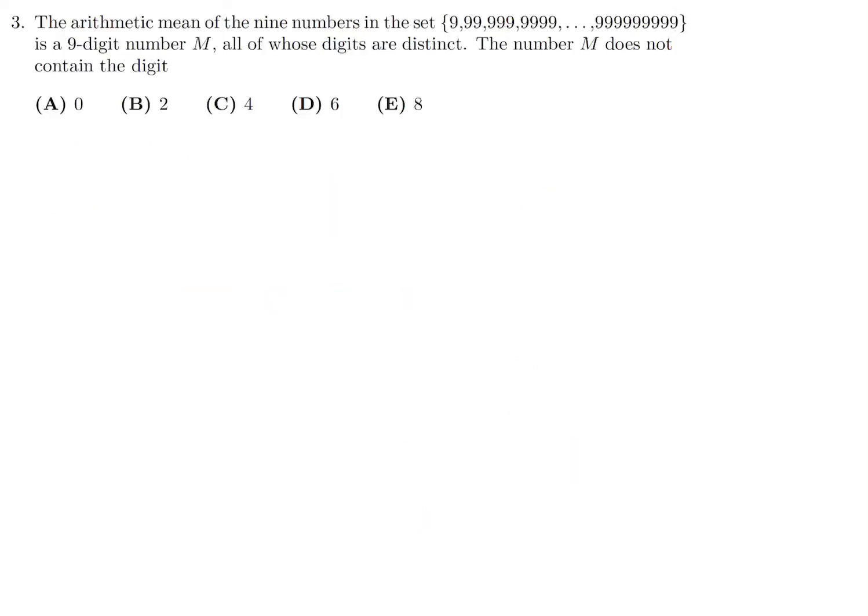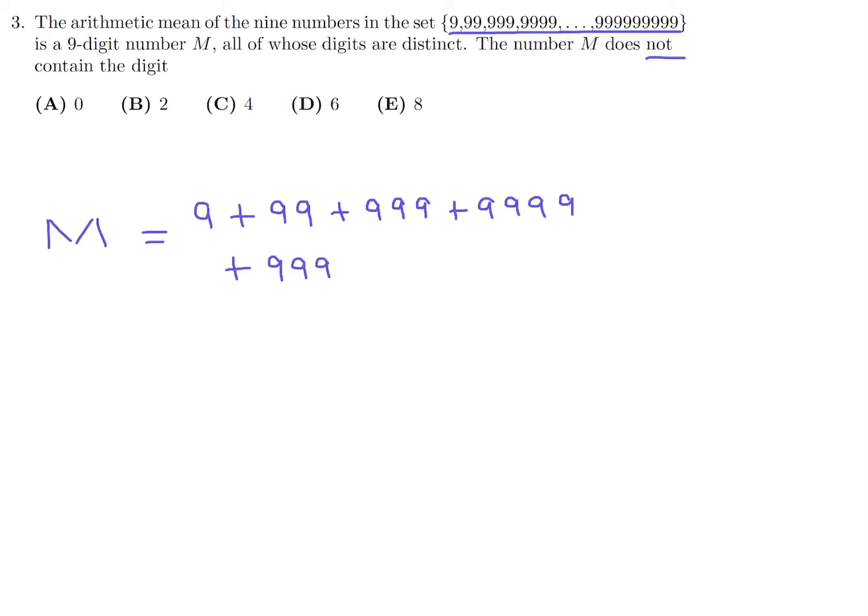The arithmetic mean of the 9 numbers in the set is a 9-digit number m, all of whose digits are distinct. The number m does not contain the digit. Okay, so we want to figure out the mean or the average of all these numbers here. So it looks like 9 plus 99 plus 999 plus 9999, so on. And then it keeps going like that. How many does it go up till? 1, 2, 3, 4, 5, 6, 7, 8, 9. 9 nines is the biggest one.